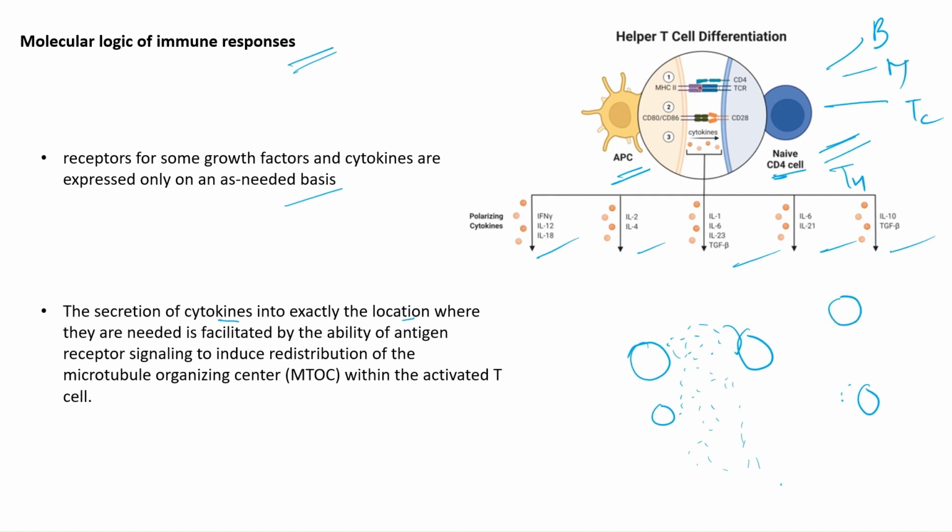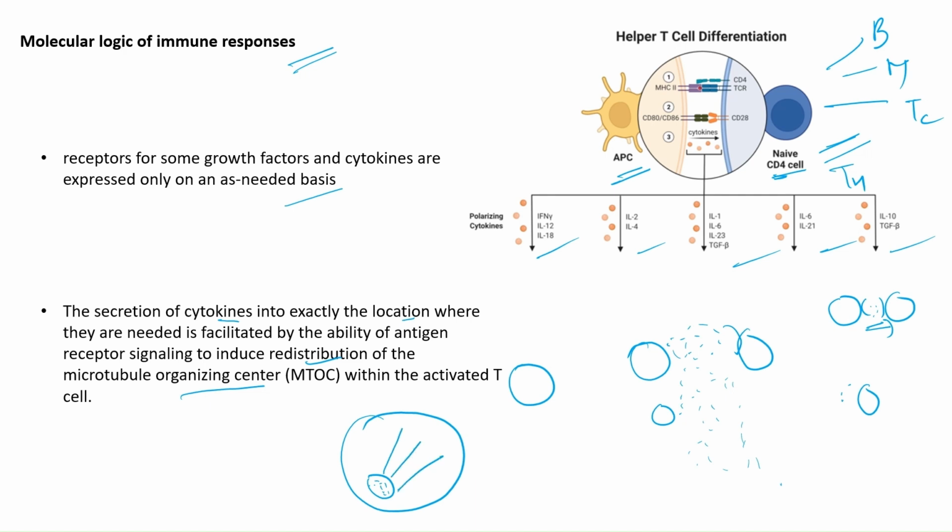So because of that, the two cells, one which is releasing the cytokine and one which has the receptor for the cytokine, are mostly closely packed, and the cytokines are directly released towards that acceptor cell. And because of this, what happens? Microtubule organizing center redistribution. What do we mean by microtubule organizing center? If this is the cell, suppose this cell has to release the cytokine. Suppose this is the storehouse of the cytokine. Now the target cell is present here. So the microtubule organizing center, what will it do?